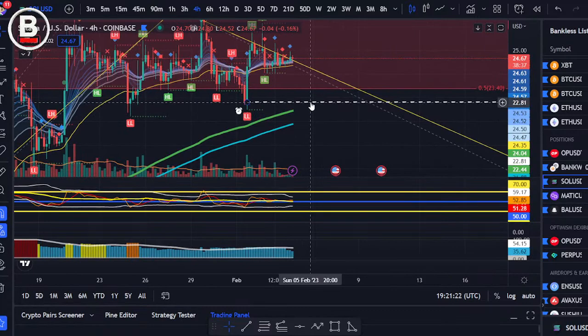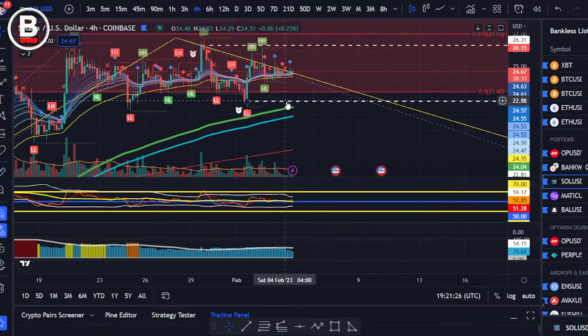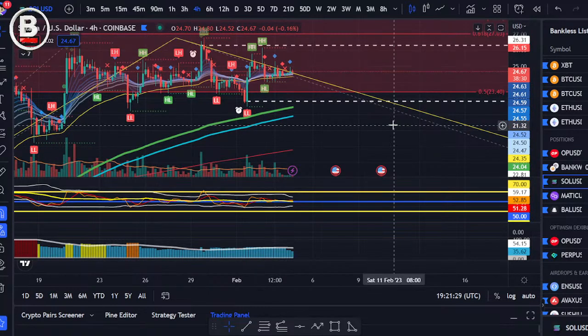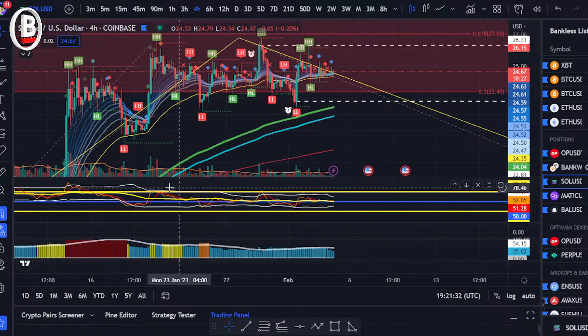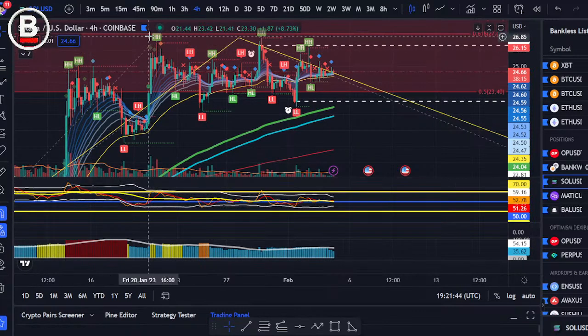Obviously, we can come down and test these moving averages and get a nice bounce. We are essentially ranging on the RSI as well. We have bearish divergence from back here. So this was definitely the end of a 5 wave. 1, 2, 3.